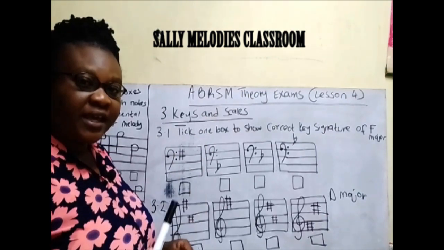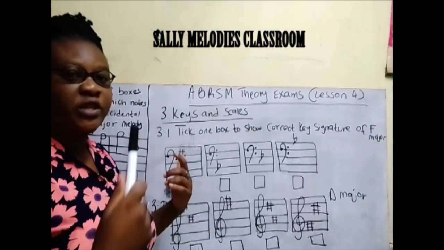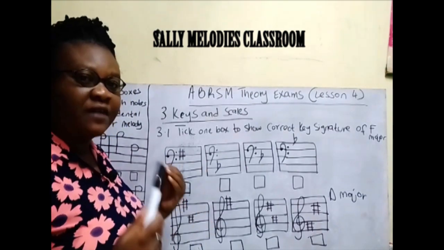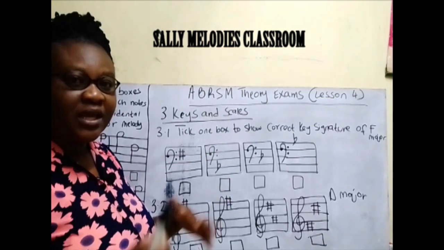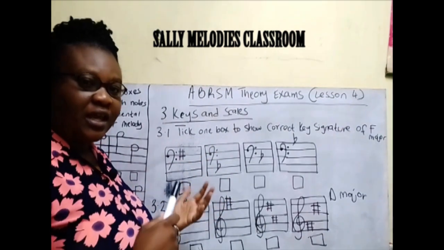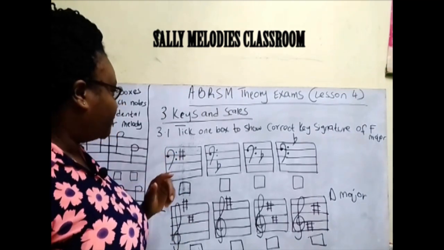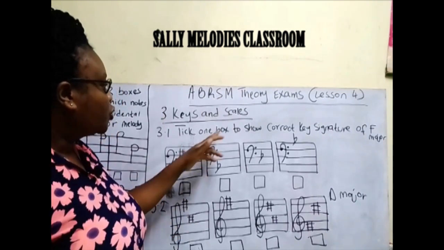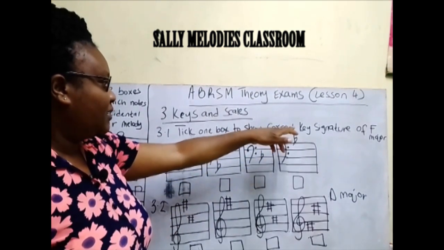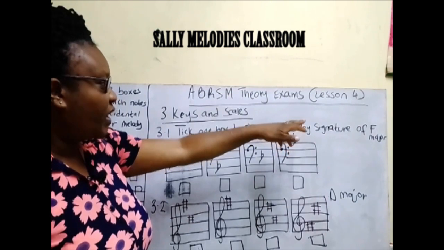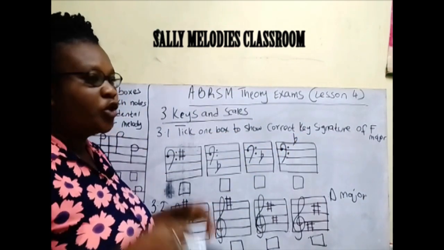A scale is a succession of 8 notes from the first to the 8th. For example, you can have a scale of C to C, A to A, D to D, F to F. So question number 3.1 is telling you to tick one box so that you can show the correct key signature of F major. When you get such a question, you don't have to waste time.